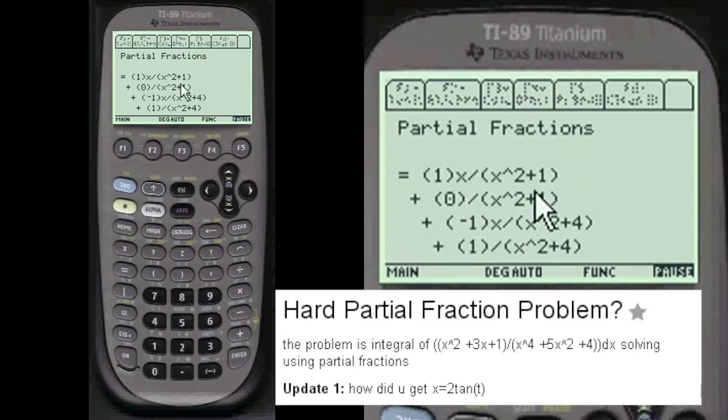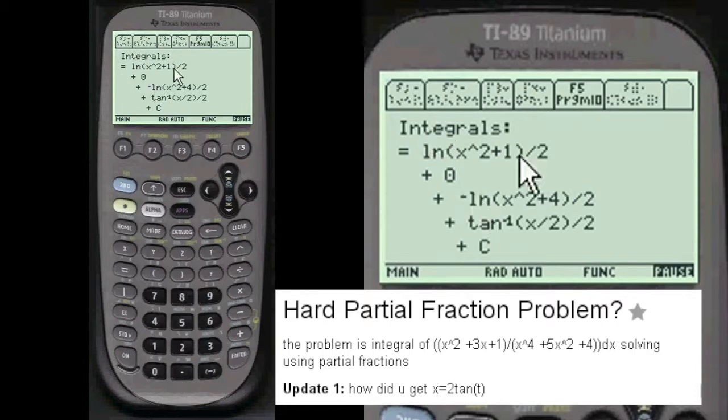Partial fractions are this, right here. And I also do the integrals for you. Log of x squared plus 1 divided by 2, etc., etc.